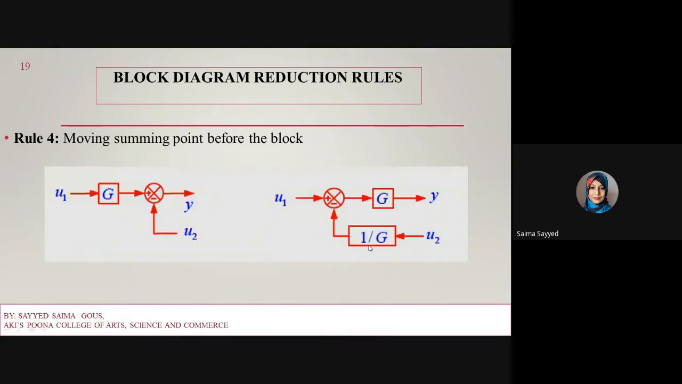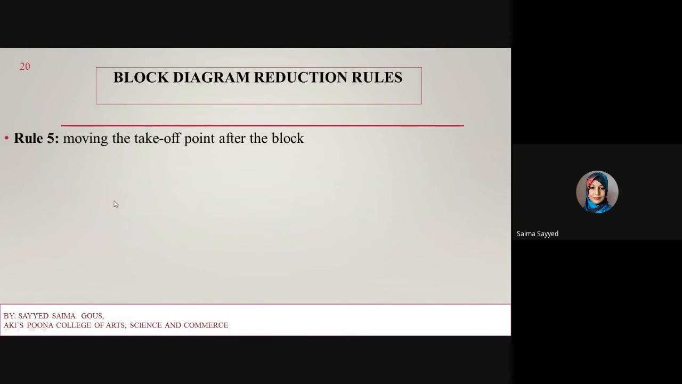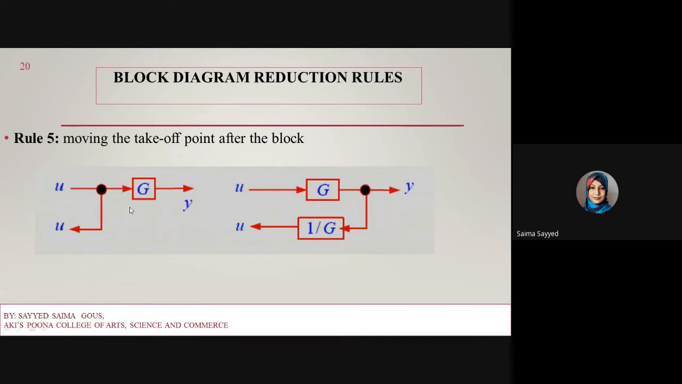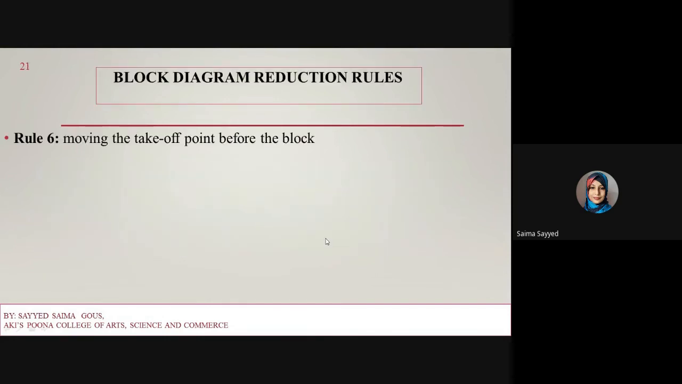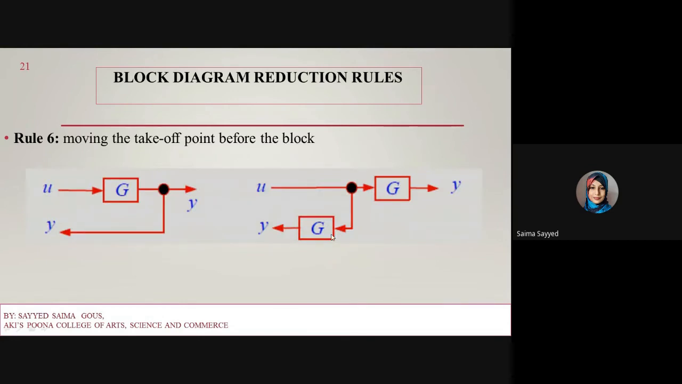Then next rule, moving the takeoff point after the block. Now we have to move the takeoff point. This is my takeoff point. We have to move the takeoff point after the block, so we have to add one block, that is of 1 upon G. And to move this takeoff point before the block, again we have to add one block, that is of G.